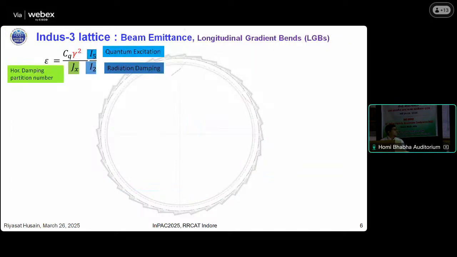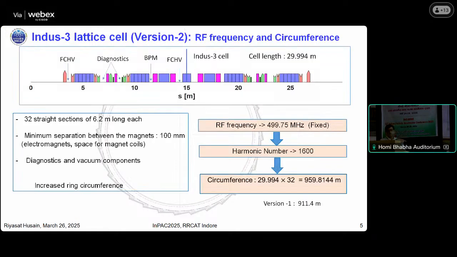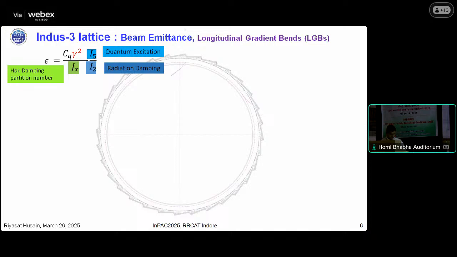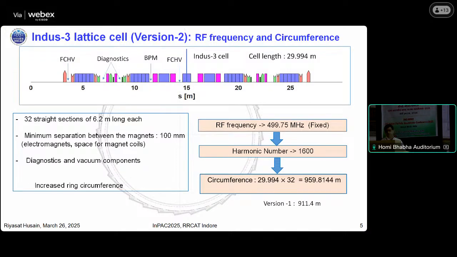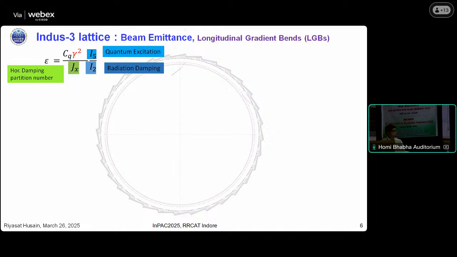So with this, we have accommodated most of the engineering components, and now the only degrees of freedom to play with are the magnets and their strengths. So next, the choice is to really reduce the beam emittance further. As we know, the beam emittance is given by this very standard formula in an electron storage ring, and it is proportional to gamma square, which is nothing but the energy of the electron.